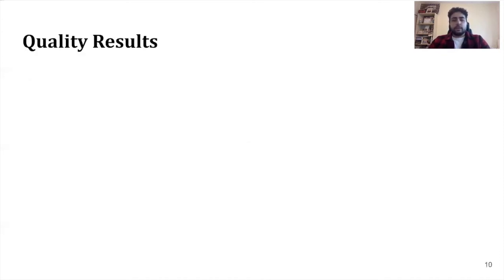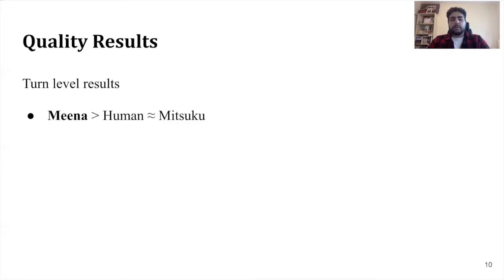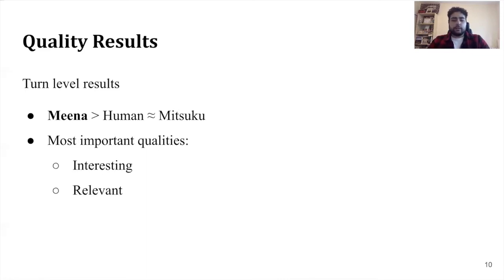To give a sense of the results, at the turn level, we see that Meena outperforms humans, and then humans and Mitsuku are roughly at the same level. What this suggests is that at least for the task of generating responses, Meena has surpassed humans' ability through large-scale pre-training. Because we collect several different fine-grained qualities at the turn level, and then also ask for an overall impression, we can determine which fine-grained qualities most contribute to the overall impression. What we find is that for our annotators, interesting, relevance, and fluency contribute most to their overall impression at the turn level.